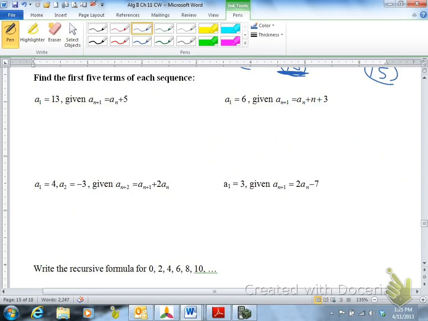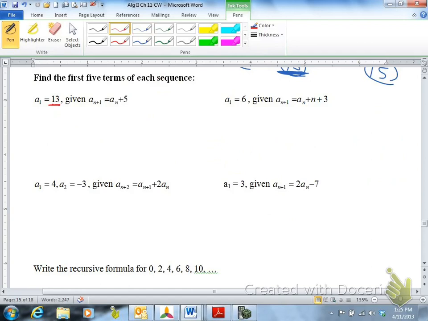So let's look at this example. Find the first 5 terms. I'd recommend writing it the way that I'm writing it. A lot of students like to try to abbreviate it, and then it takes them longer to figure out what's going on. So you're starting with 13. First term is 13. And you're given this function: a sub n plus 1 equals a sub n plus 5.